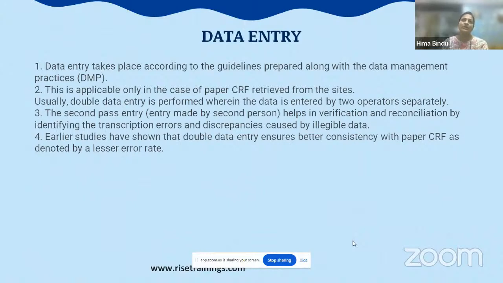And sometimes in the CRF we have two important sheets called the prior medication sheet and the con medication sheet. Mainly some queries will be raised by data management on these, because prior medication is nothing but the medication which the patient has taken before participating in the clinical research. Con medication is the medication which the patient is taking once she has entered or enrolled into the clinical research.